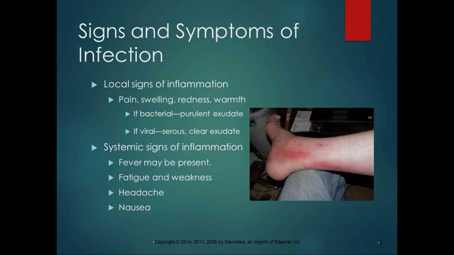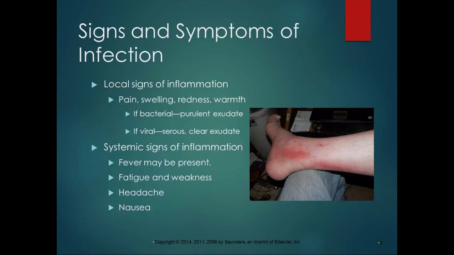With local infection, you often get inflammation. We talked about this in the inflammation chapter. Inflammation is not necessarily caused by infection. There are other things that cause it. But usually you get those local signs: pain, swelling, redness, warmth. If it's bacterial, a lot of times you get a purulent exudate. If it's viral, you get the serous, clear exudate.